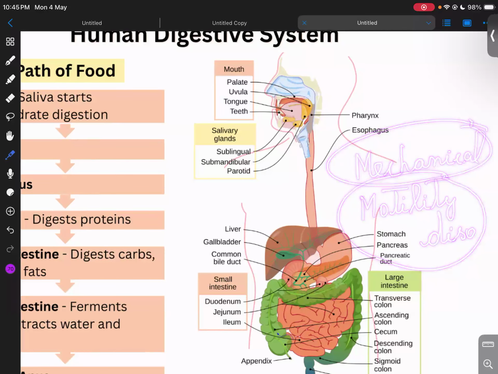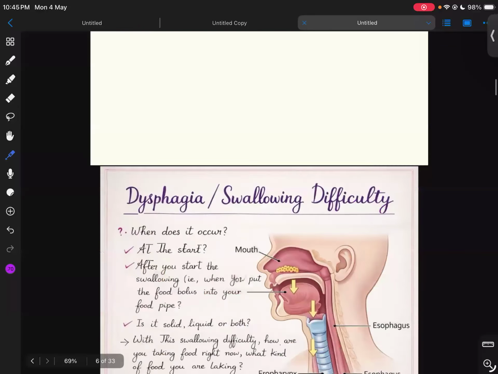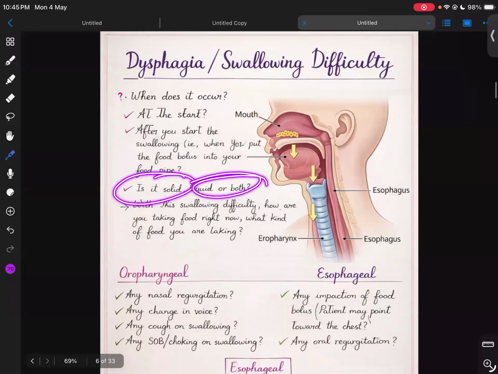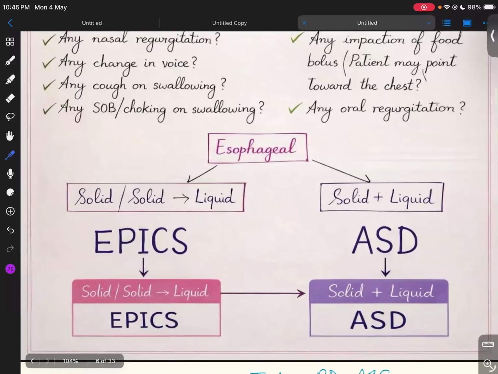How to differentiate them both? You can remember, first we had asked, is it solid, liquid, or both? In case of mechanical dysphagia, it will be only to solid, or started with solid, but right now it is to both solid and liquid. Like the obstruction initially obstructed the large particles, but right now the obstruction has completely occluded the lumen, resulting in no passage of any food particles from solid to liquid. So it will be either solid or started with solid. Right now it is both solid and liquid.